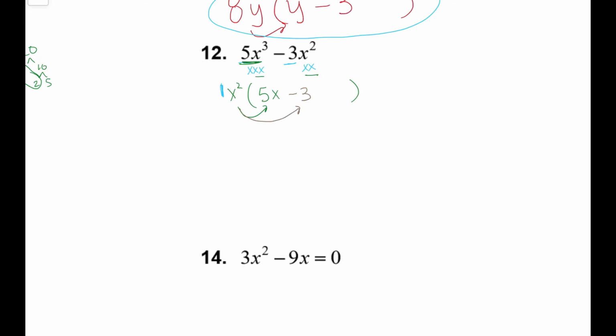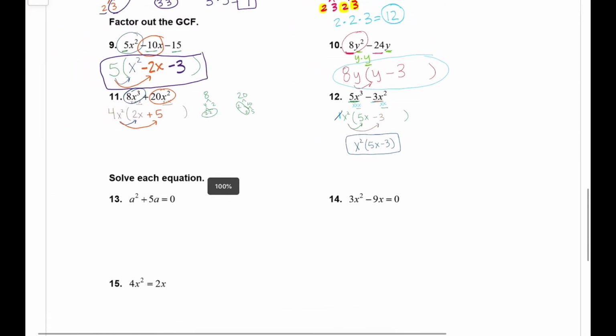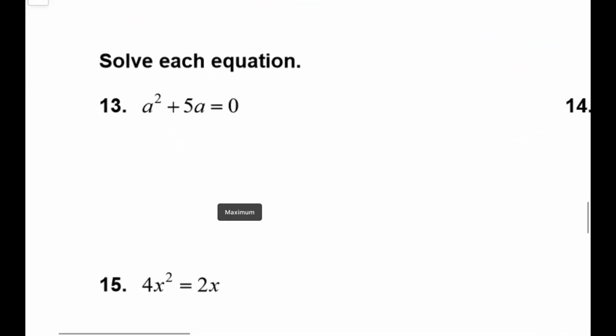X squared times 5x will give me 5x cubed, and x squared times a -3 will give me -3x squared. So when we write our answer, we don't need to put the 1 on the front. We will just end up with x squared times 5x minus 3.